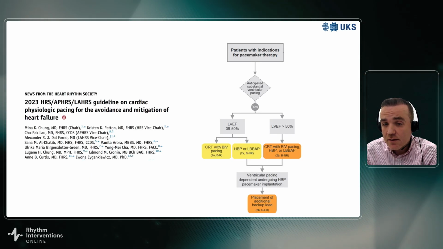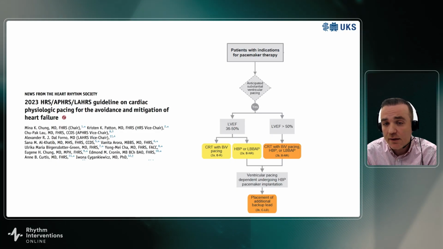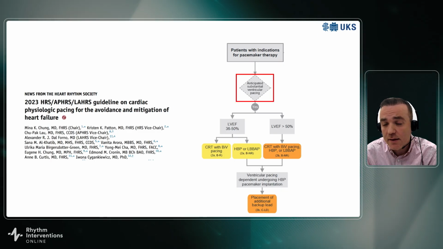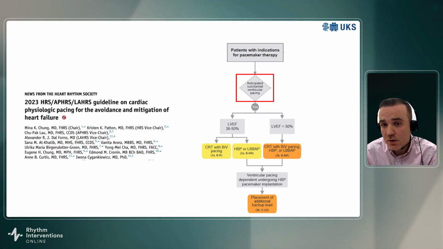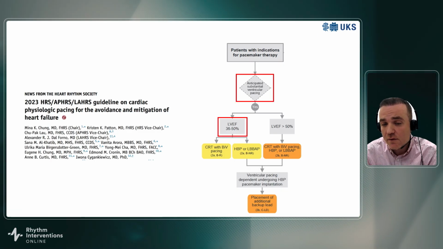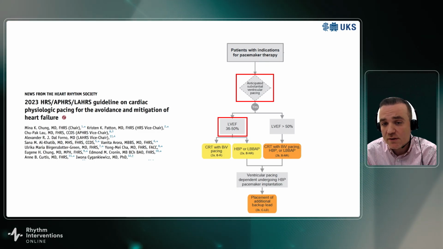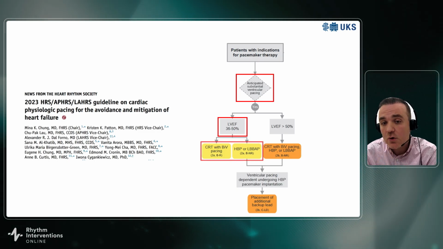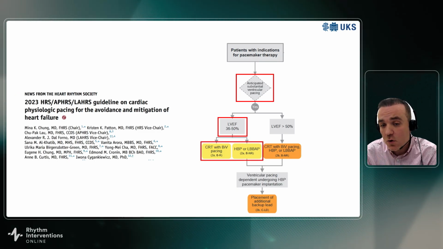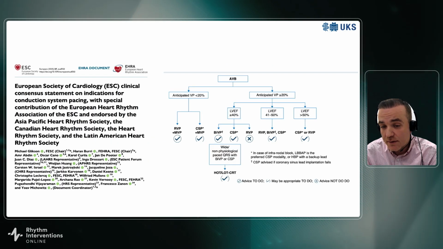Based on this evidence, the HRS published a new guideline in 2023 on cardiac physiologic pacing. And here we can see if someone needs a pacemaker and we anticipate a high ventricular pacing rate, and we have a reduced ejection fraction between 36 and 50%, we can go either to biventricular pacing or conduction system pacing, and they both have the same level of recommendation. Also, if we have a normal LV function, we can go to biventricular pacing or conduction system pacing.